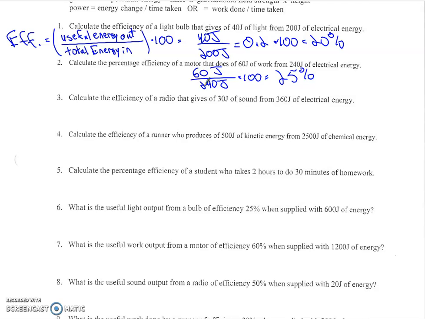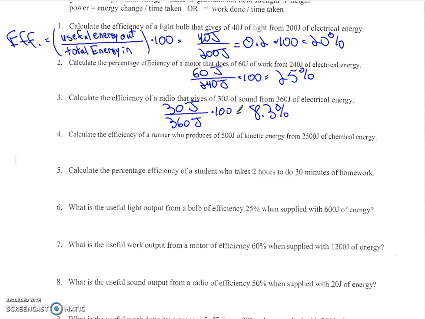For number 3, a radio that gives off 30 joules of sound from 360 joules of electrical energy. So the useful energy output, that is the 30 joules. The total energy in is the 360 joules. Again, we'll multiply that answer by 100%. You should end up getting 8.3% efficiency. So not very efficient, but that's what it is off of the numbers we're given.